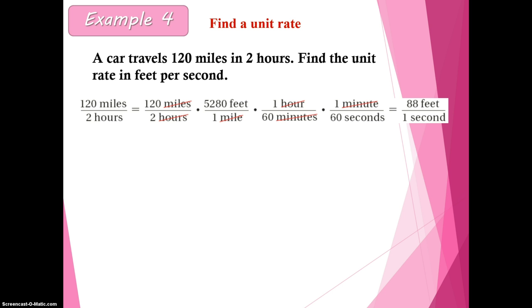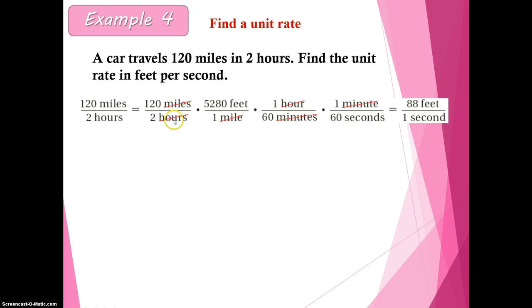Example 4. A car travels 120 miles in 2 hours. Find the unit rate in feet per second. So we need to convert hours to seconds, and miles to feet per second. So what you want to do is you take the given original amount. So 120 miles per 2 hours is our original fraction.